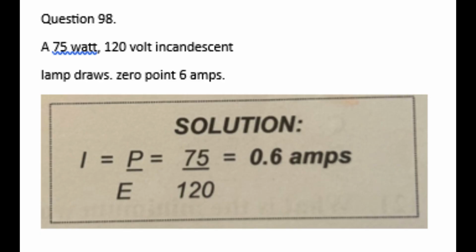Question 98. A 75 watt, 120 volt incandescent lamp draws 0.6 amps. Draw equals watts over volts. 75 watt, 120 volt, draw is 0.6 amps. 75 watts divided by 120 volts equals a draw of 0.6 amps.